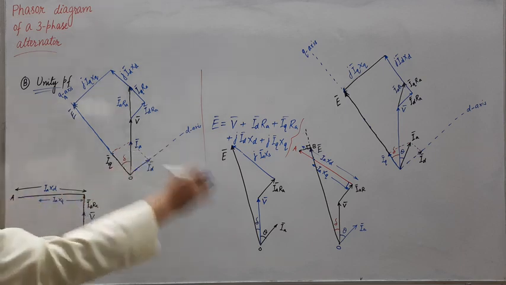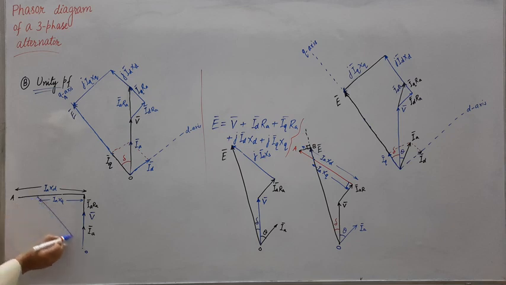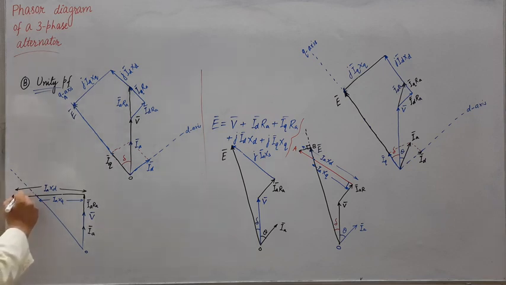Now the next procedure was to extend this point by joining this point to O, let us say O. So first join this point and extend this. Now draw a perpendicular from this point on this, and let us say this is point B, and join this.